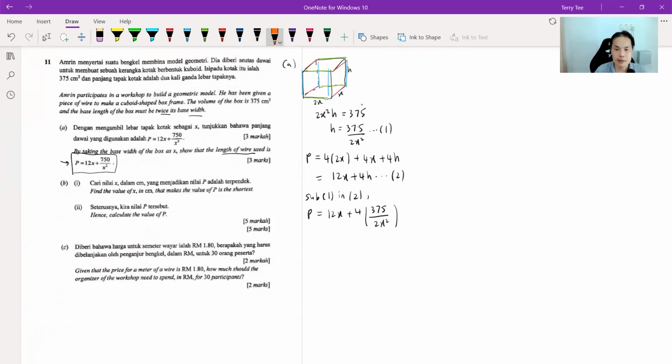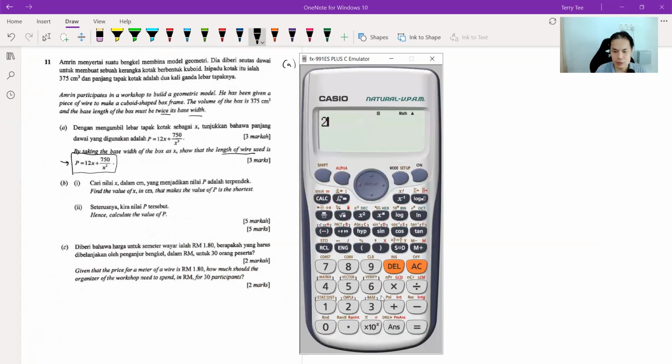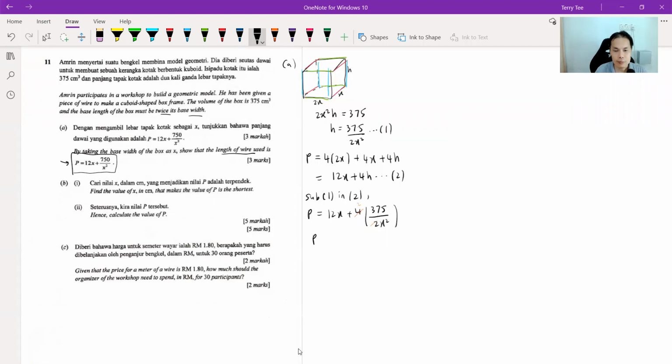We can cancel the 2 here with the 4 here, left with 2. Now, 2 times 375 is 750. If you're not sure, you can just use your calculator. 2 times 375, there you go, 750. So your P is 12x plus 750 over x squared. There you go. You got this equation already. Yeah, my part A is done.